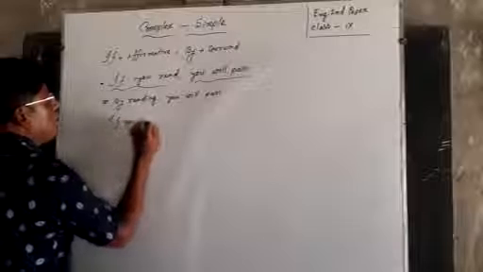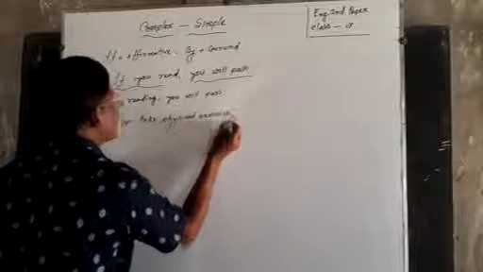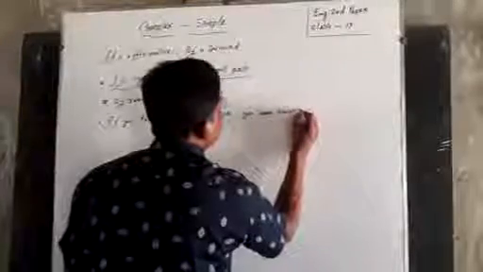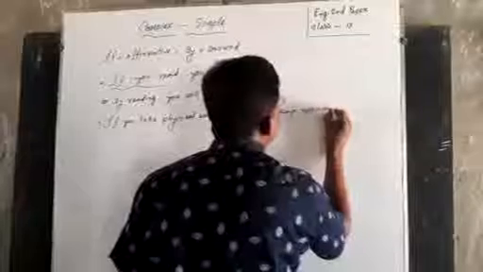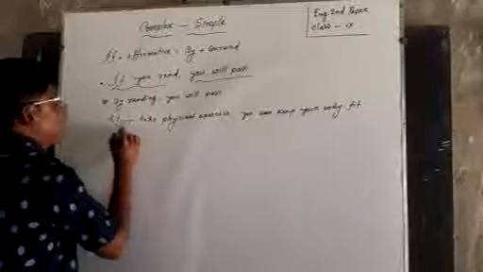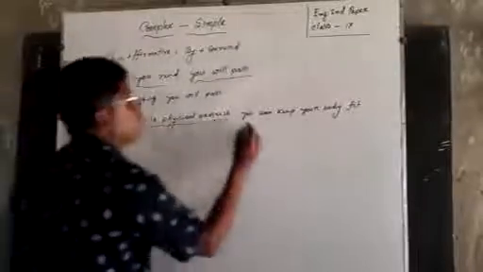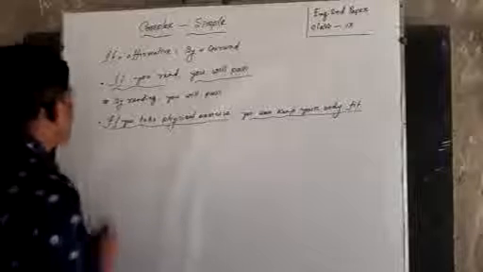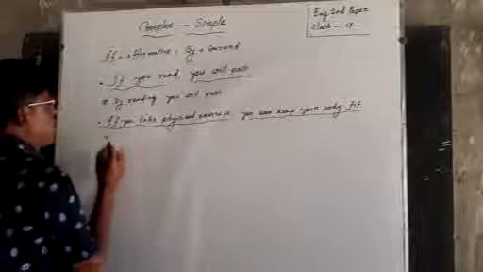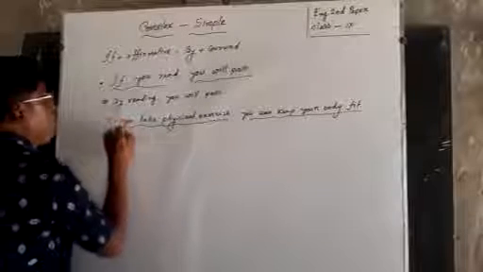In another example, if you take physical exercise, you can keep your body fit. This is a subordinate clause and this is a principal clause. We have to change the subordinate clause into a phrase. We can use the "by" plus gerund rule because here "if" plus affirmative is present.